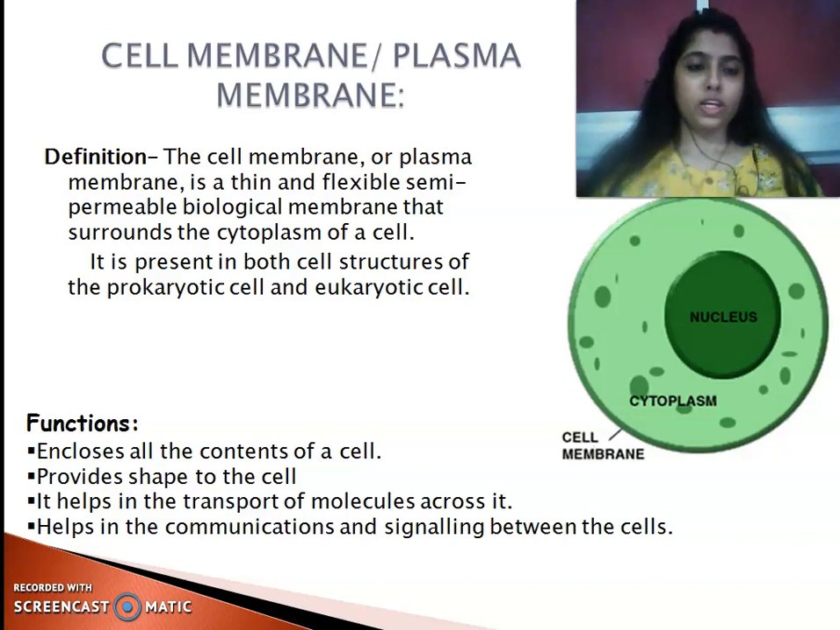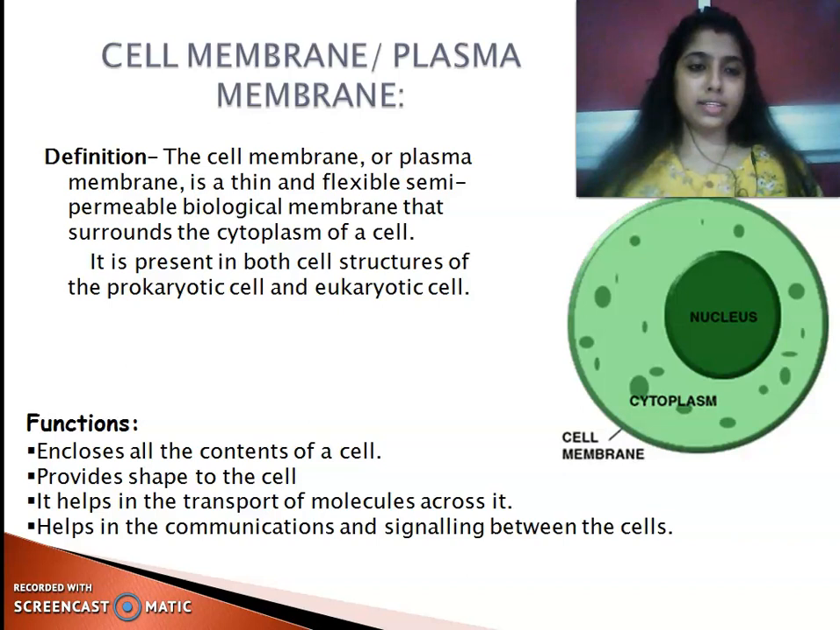So the main functions of cell membrane are that the cell membrane protects the cell from outside, then it confines or protects all the cell organelles present within it. Then the cell membrane also helps in the transport of different types of substances or molecules across the cell. Also, the cell membrane helps in the communication between the different cells.